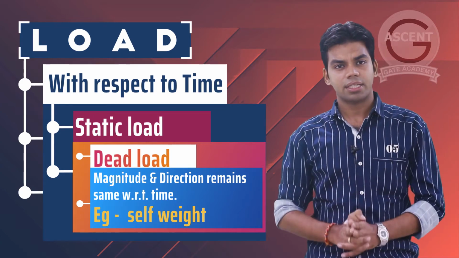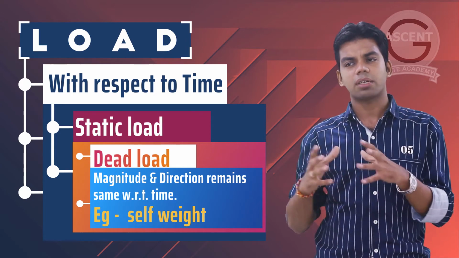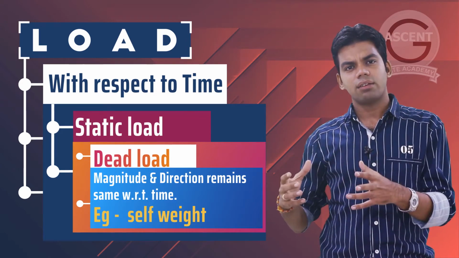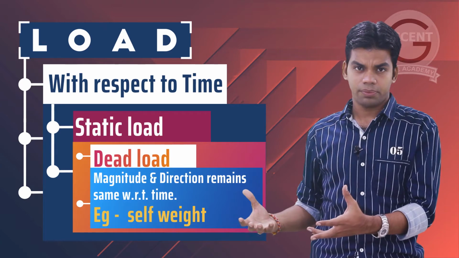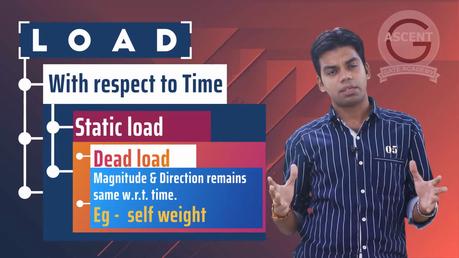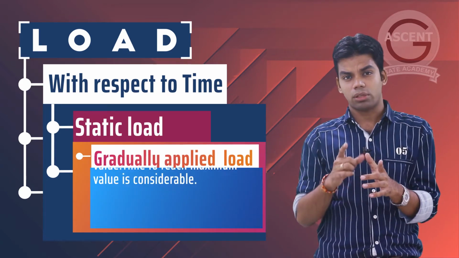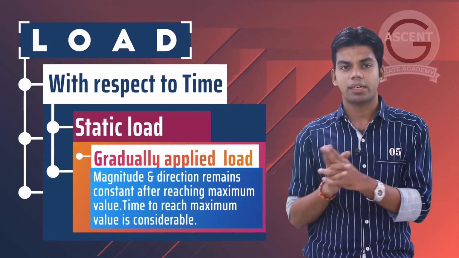For example, self weight, as I told you. Let's suppose we are talking about a beam, then the self weight of that beam exists from the time the beam is existing. So its magnitude and direction are both not changing with respect to time, that is known as the dead load. Now what is gradually applied load? There is a difference between the dead load and the gradually applied load.